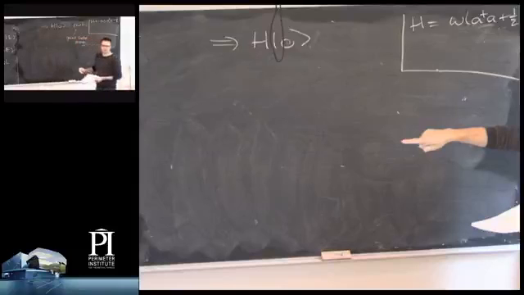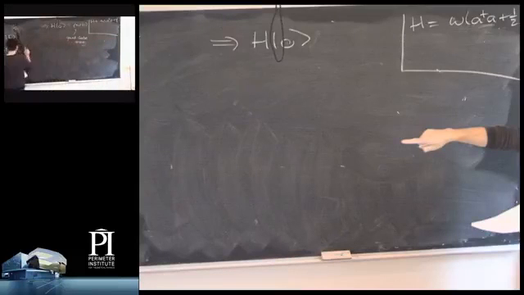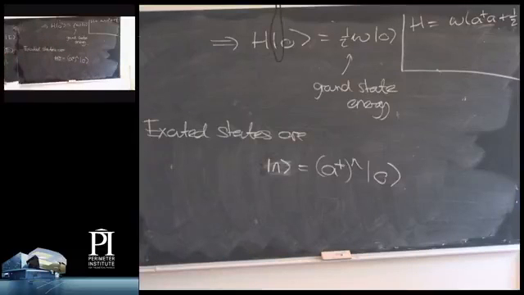I know all this is boring and familiar, but we're going to see exactly the same thing for the field tomorrow, so it's worth going through. Then excited states: there is an excited state for each integer n, where you hit the ground state with n creation operators. That's not normalized, by the way. There should be a 1 over square root of, I don't know, n plus 1 or something like this.